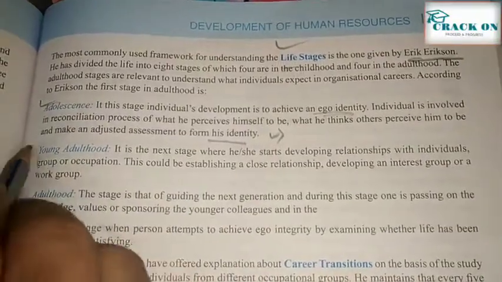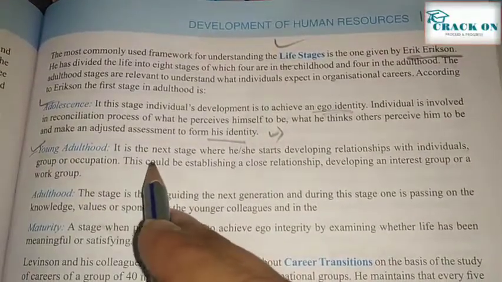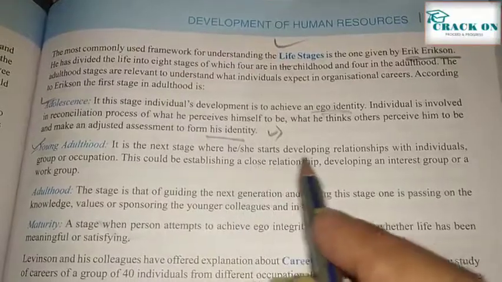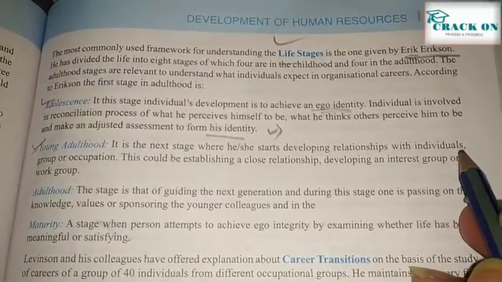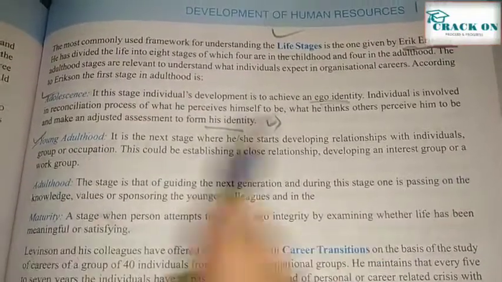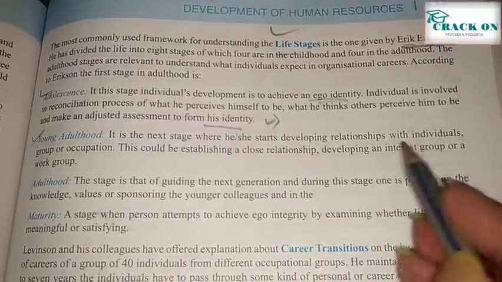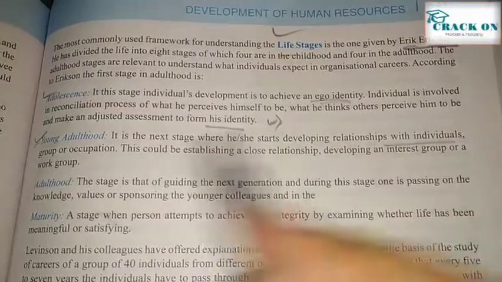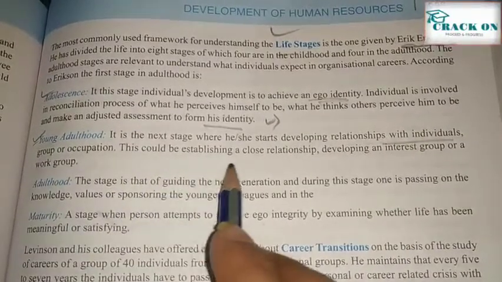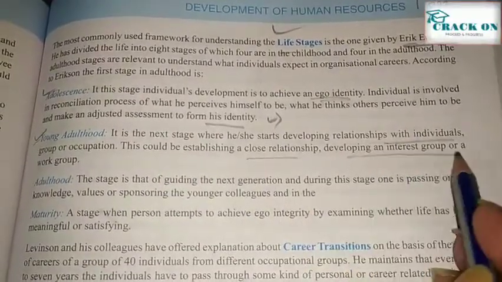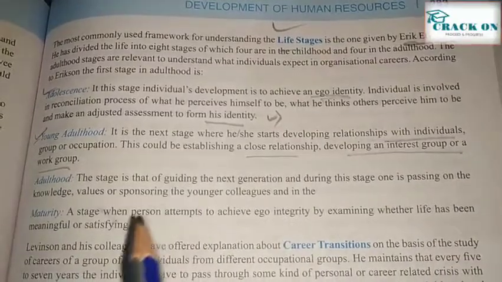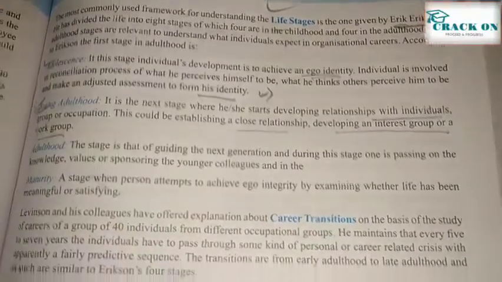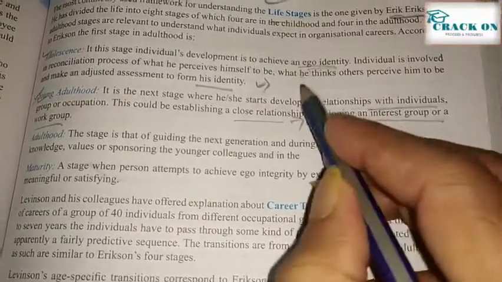Next one is young adulthood. It is the next stage where one starts developing relationships with individuals, groups or occupations. That is, he is having a group and having a relationship. Relationships with others start, right? This could be establishing a close relationship, developing an interest group or a work group. That is young adulthood, right? Here group, here individual.